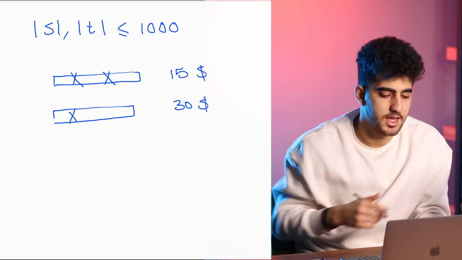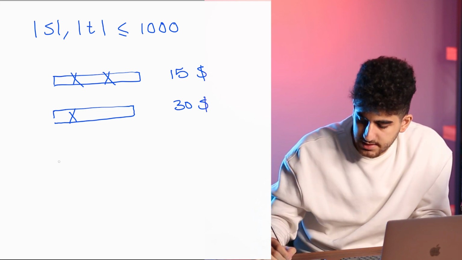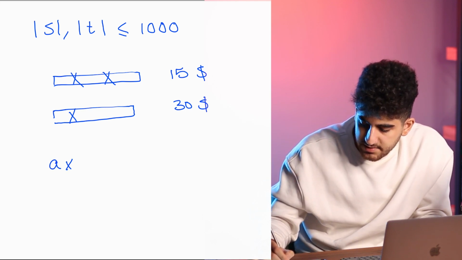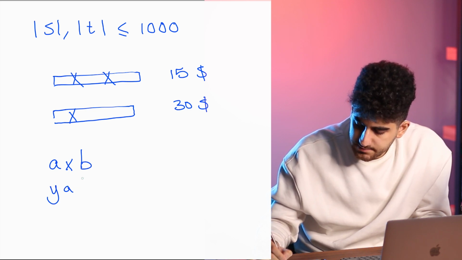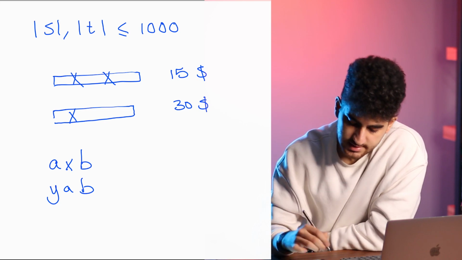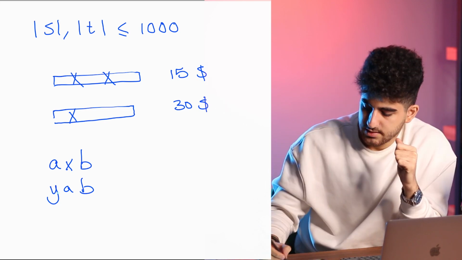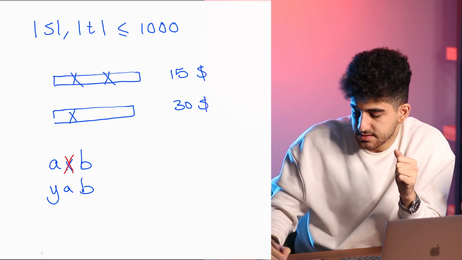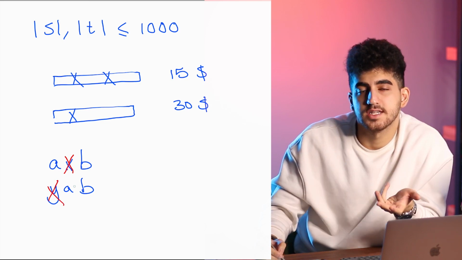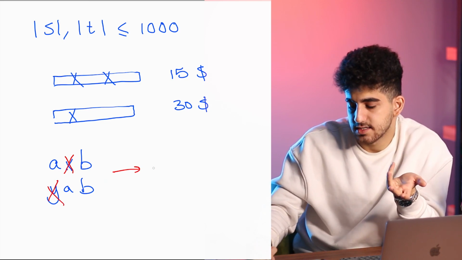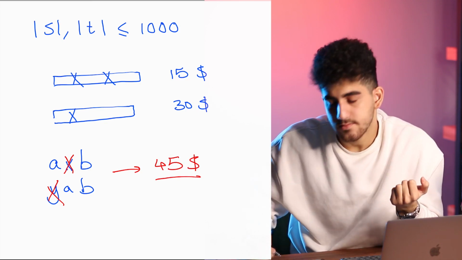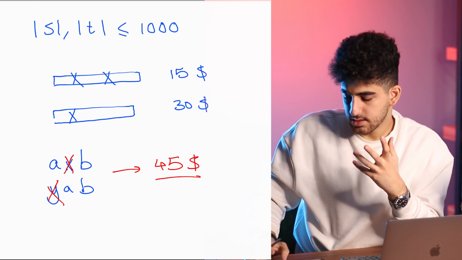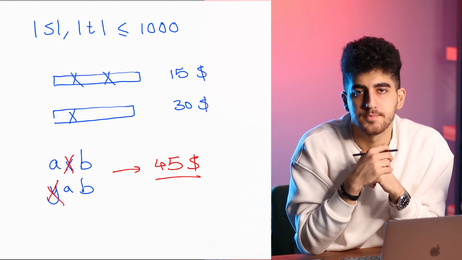For instance, if we take a look at its example, in the first example, it has AXB and YAB. And the answer to this is 45, because you can remove this X from the first string and this Y from the second string, and you can say that the answer is $45. So now let's take a look at how we can solve this problem.